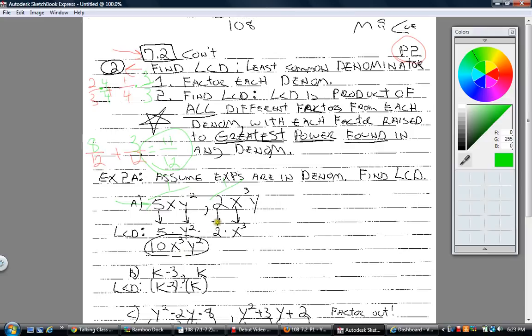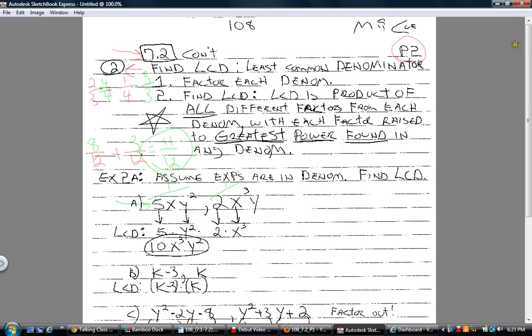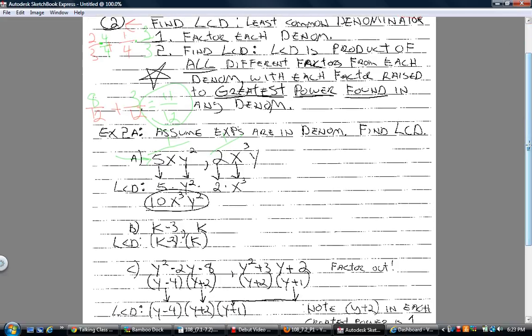Okay, so let's go ahead and try a couple of these here. Now the idea here is, I see these are all multiplication. You got factors 5 and 2. What's the LCD is 10. Now look at the x and look at the x to the third. You've got the same base variable. You pick the highest exponent, so you put x to the third. Look at y to the second, y to the first. Pick the highest exponent, y squared, and you're done.